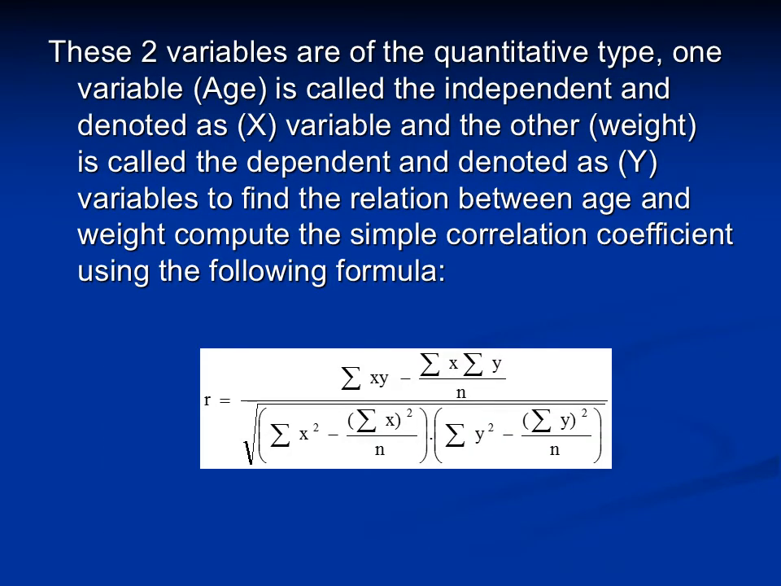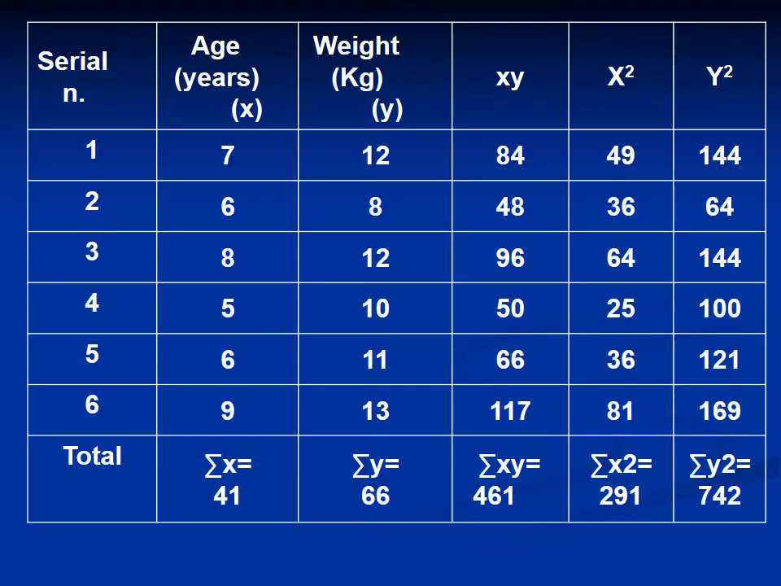So to get the correlation coefficient, we shall need a table, and this is the table that will guide us in computing the correlation coefficient. Because remember, you will need the values for x, you'll need the values for y, you will need xy. xy is the product of x and y, which means you multiply every observation of x and observation of y, and then you get the product. And then x squared carries the observations of x squared, and y squared carries the observations of y squared.